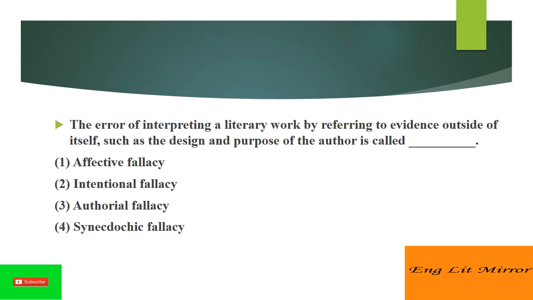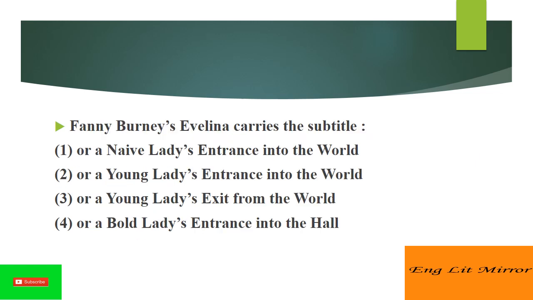The error of interpreting a literary work by referring to evidence outside of itself, such as the design and purpose of the author, is called, answer is option 2, intentional fallacy. Fanny Burney's Evelina carries the subtitle, answer is option 2, or a young lady's entrance into the world.